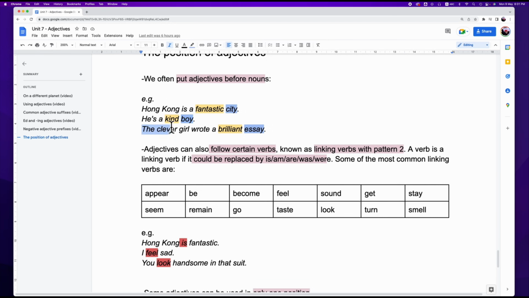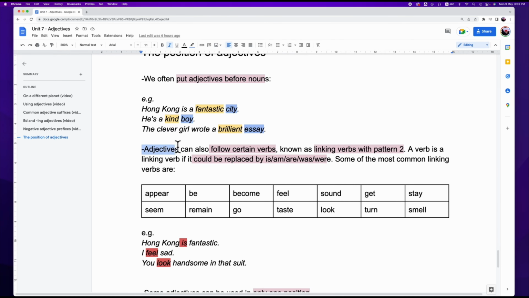The clever girl wrote a brilliant essay. Brilliant is telling you more about essay, and is put in front of the blue noun. Also, there are some adjectives that follow linking verbs, and they are not put in front of a noun, but instead come after a verb, the color red. Let's take a look at the following examples.